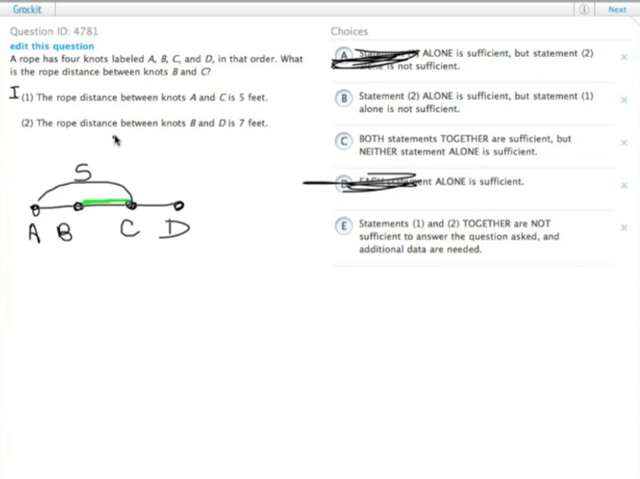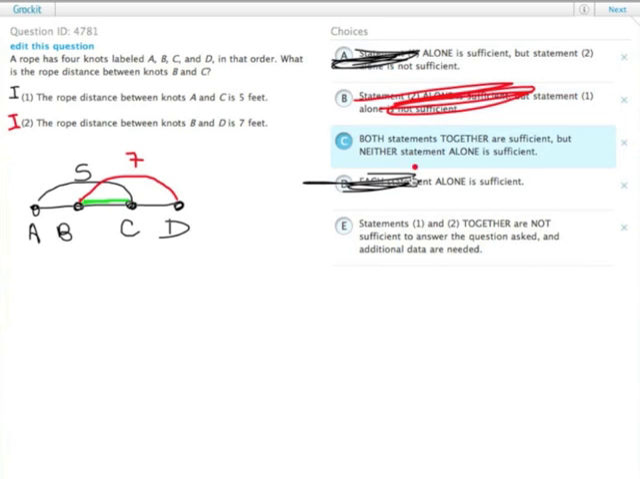Statement 2 tells us that the distance between knots B and D is 7. Put that in a different color. B to D is 7. And so again, we know that BC is one of the two distances that makes up that 7, but without knowing what CD is, we still can't subtract and get our green distance here of BC. So statement 2 on its own is also insufficient.